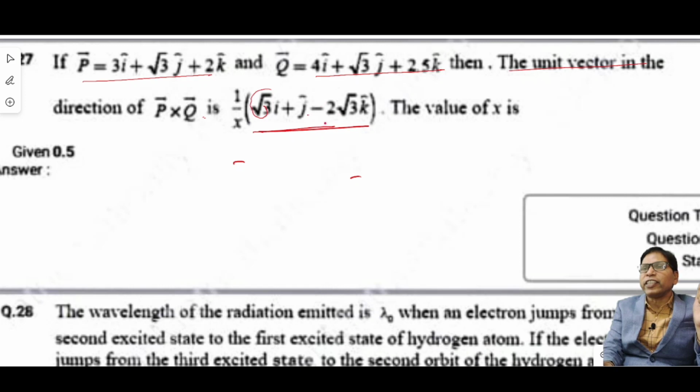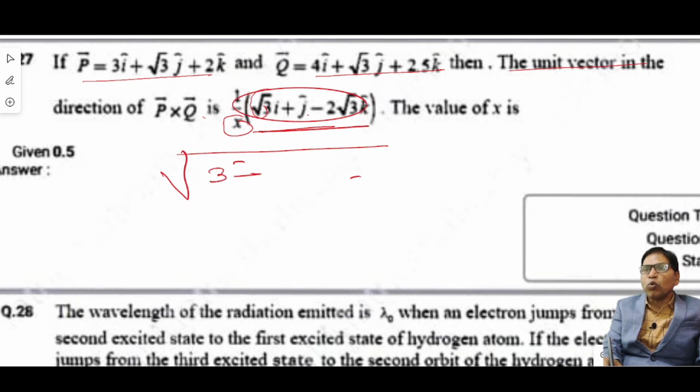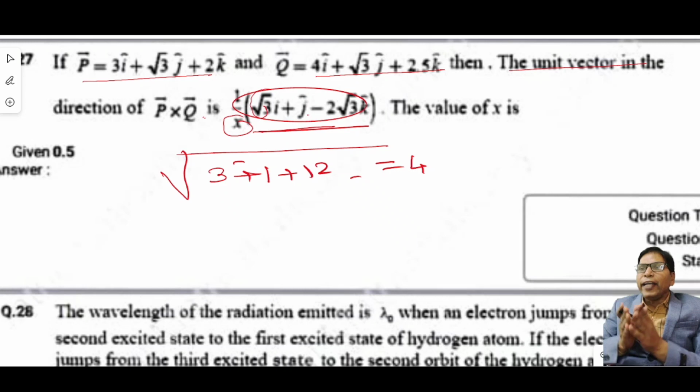So, this is 16. Root under 16 is 4. So, look at this. The value of x becomes... The magnitude of this vector is root under 3 plus 1 plus 12. So, this is 4. As the magnitude is 4 and it is a unit vector, so x should be 4.